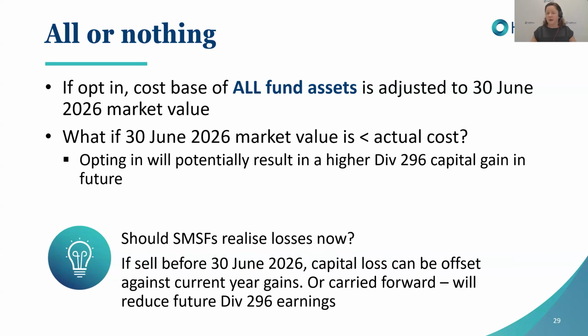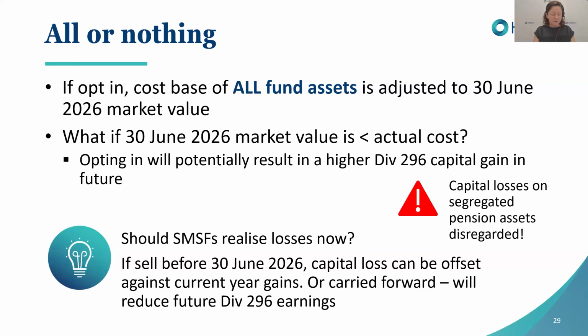If they've got an asset they don't expect to recover, for example, they might sell that before the 30th of June 2026. They'll make a capital loss on the asset, which they can then offset against current year capital gains, or because this is a loss for the fund's tax calculation, we'll carry it forward and we'll use that to offset future Div 296 earnings. Just remember though, if you've got a fund that is entirely in pension phase, we call those segregated pension assets, everything's in pension phase, no point doing that. Capital losses on those sorts of assets are completely disregarded, just like we disregard the capital gains on those assets.